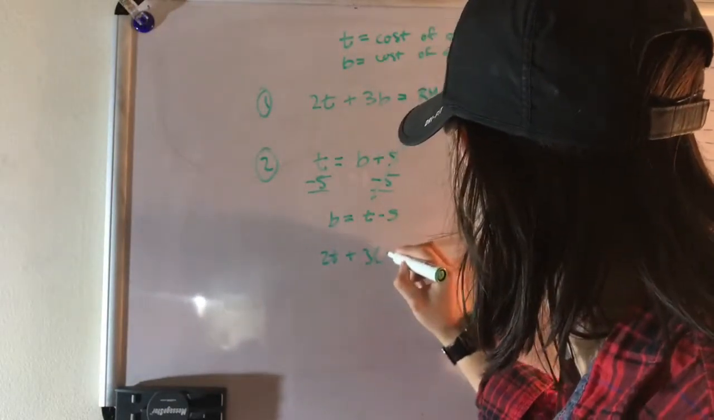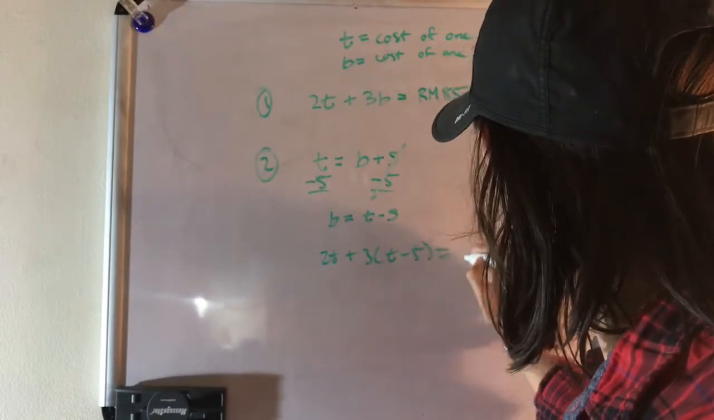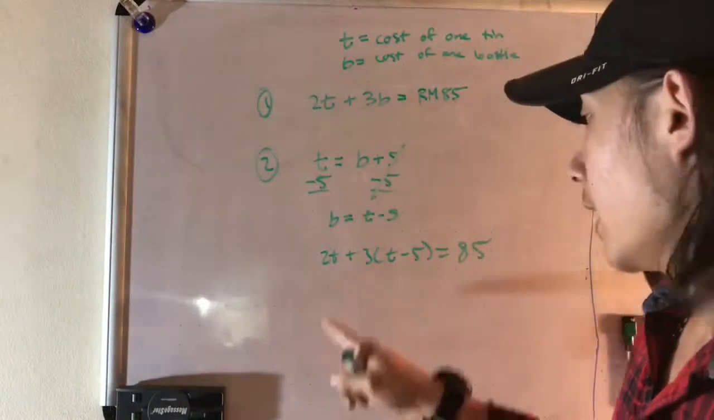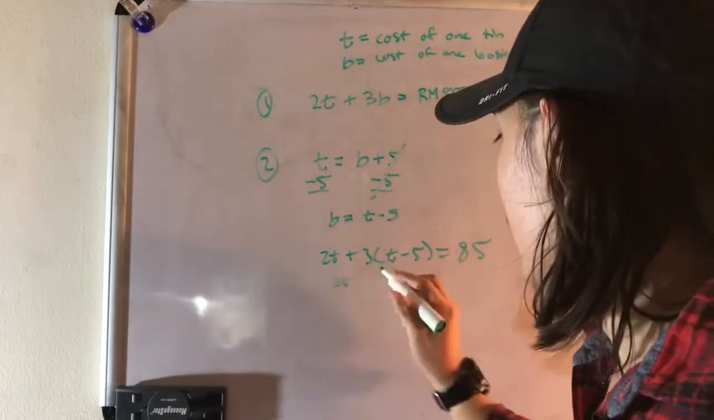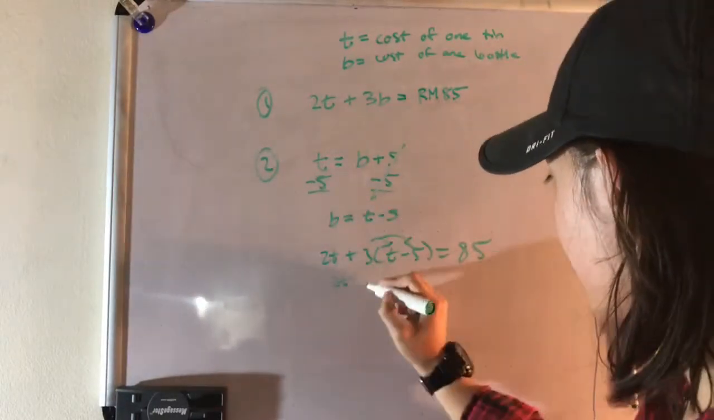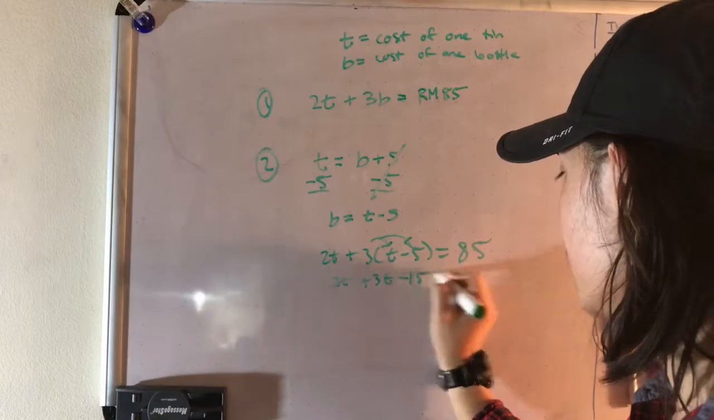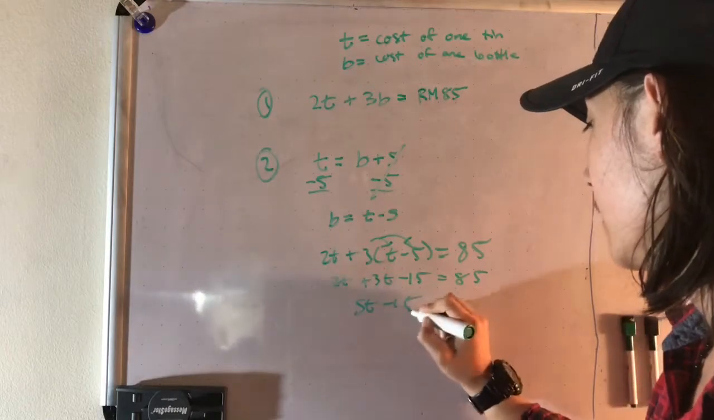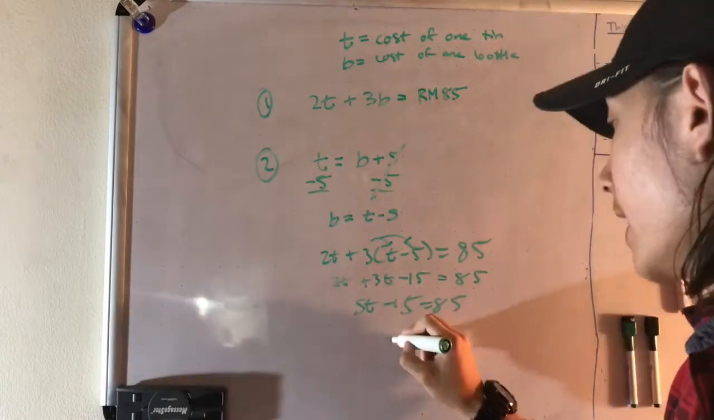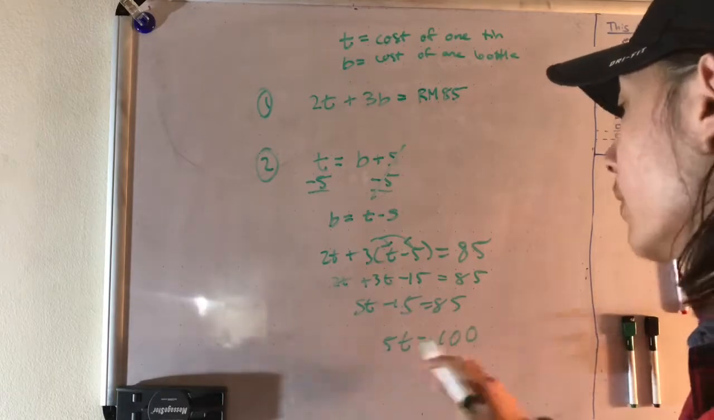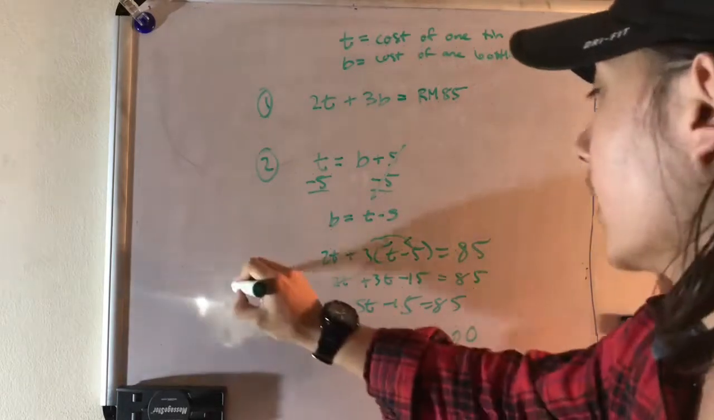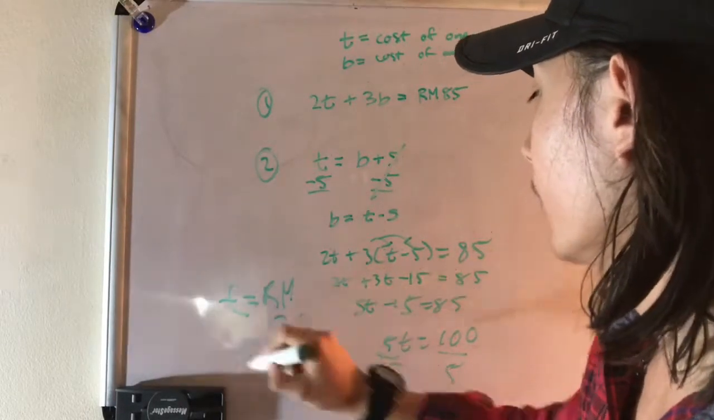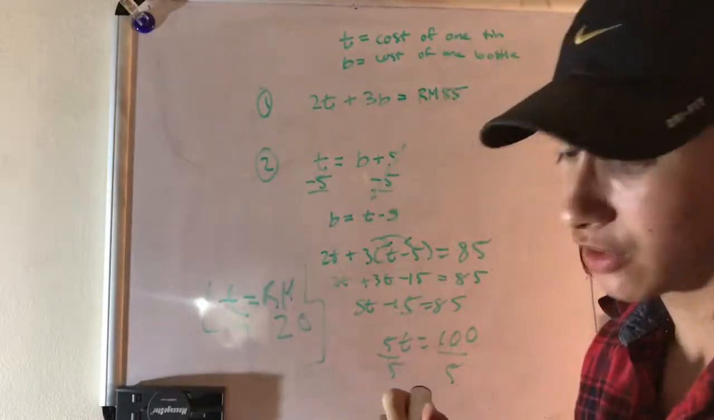2t plus 3 times t minus 5 equals 85. RM is just the label for the currency. They're not variables. So 2t again, and then we're going to distribute. So that's 2t plus 3t minus 15 equals 85. Combine like terms: 5t minus 15 equals 85. Add 15 on both sides. 5t equals 100. Divide both sides by 5, and you get that your answer is RM20. So it's a little messy, but the answer is RM20.